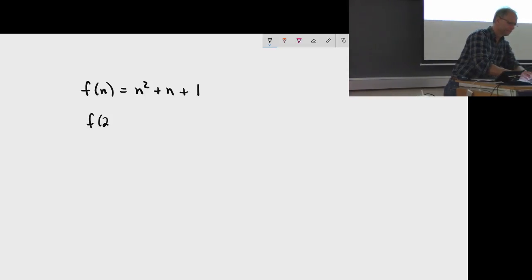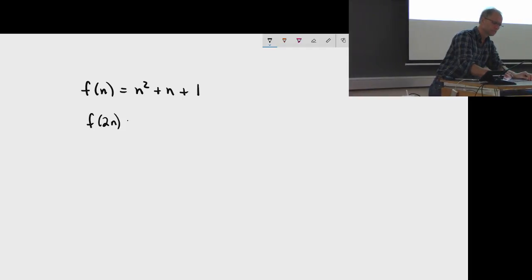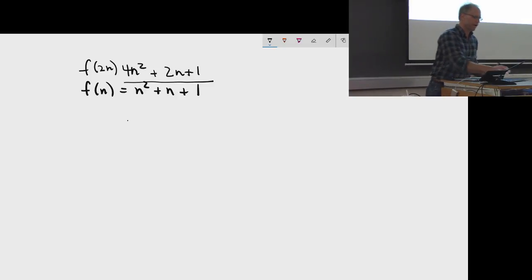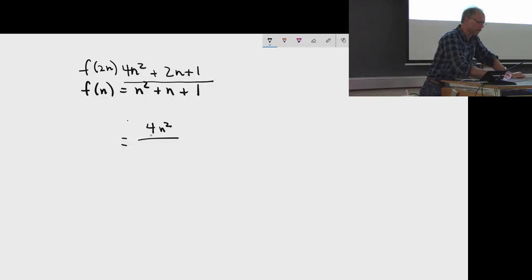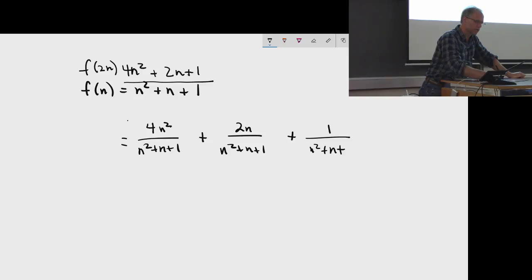What's f of 2n? It's 4n squared plus 2n plus 1. Right, so f of 2n has 2n squared, which would be 4n squared, plus 2n plus 1. If we want the doubling behavior, we divide. So what are we going to get by that? What's the quotient? Well, it's going to be 4n squared over n squared plus n plus 1, plus 2n over n squared plus n plus 1, plus 1 over n squared plus n plus 1.